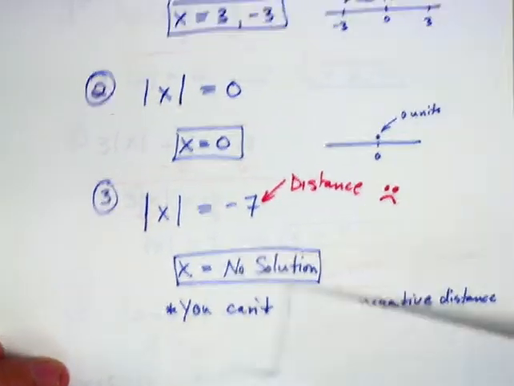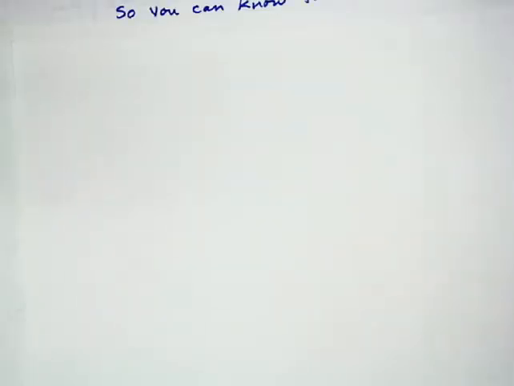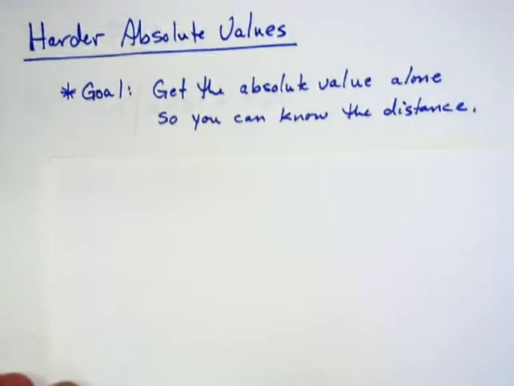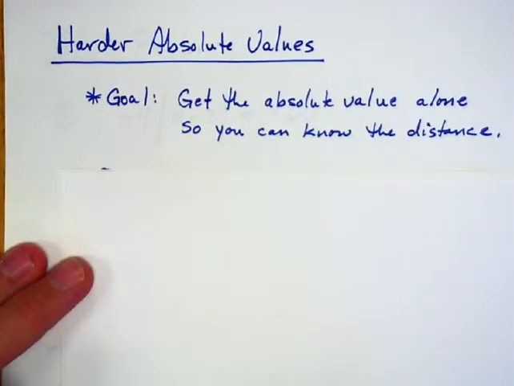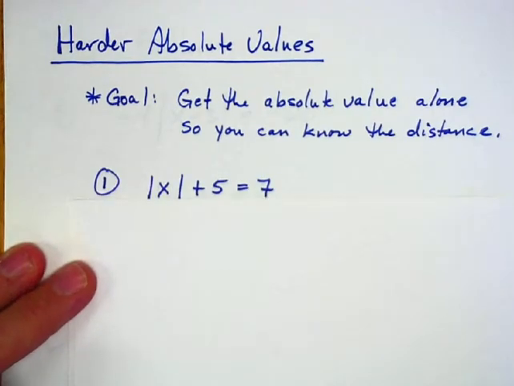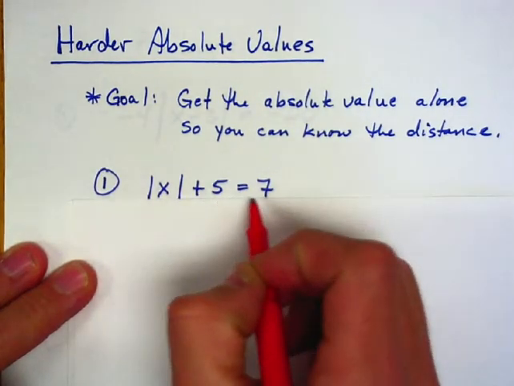Alright, now that you've seen those basic ones, let's go a little bit more challenging and talk about how you're going to approach absolute value equations when there are more steps involved. In this case, your goal when you solve these absolute value equations is to get the absolute value bars alone so you can then know the distance that you can find for x. So in this case, if I ask you to solve this question, pause the video and see if you can solve the absolute value of x plus 5 equals 7.